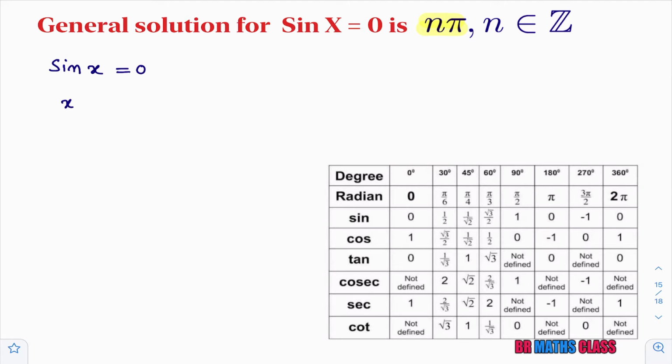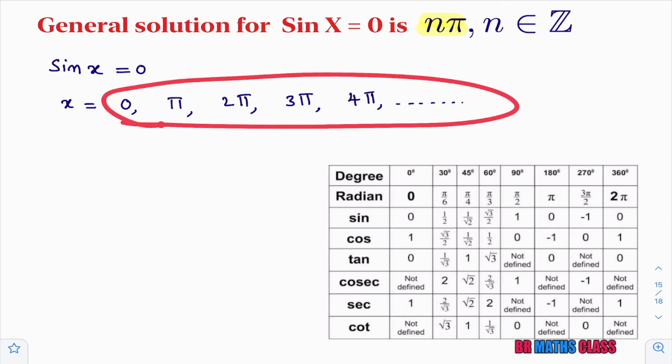Whenever sin x equal to 0, what is x? x is 0, pi, 2 pi. Sin 3 pi is also 0. Not only 3 pi, sin 4 pi is also 0, and so on like this. Whatever we got here, these are all solutions of sin x equal to 0. In case you have doubt, then you can check.